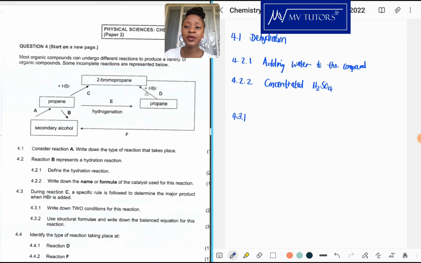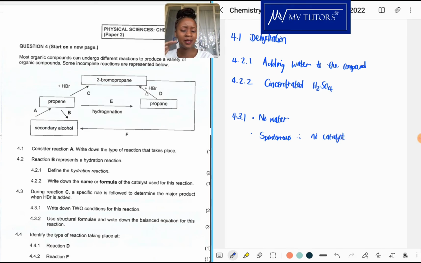So this is an addition reaction. We are adding a hydrogen and halogen, so hydrohalogenation. So what are the two conditions for this reaction? Firstly, please no water, don't add any water. And another condition is this reaction is spontaneous, right? Spontaneous, therefore no catalyst required.